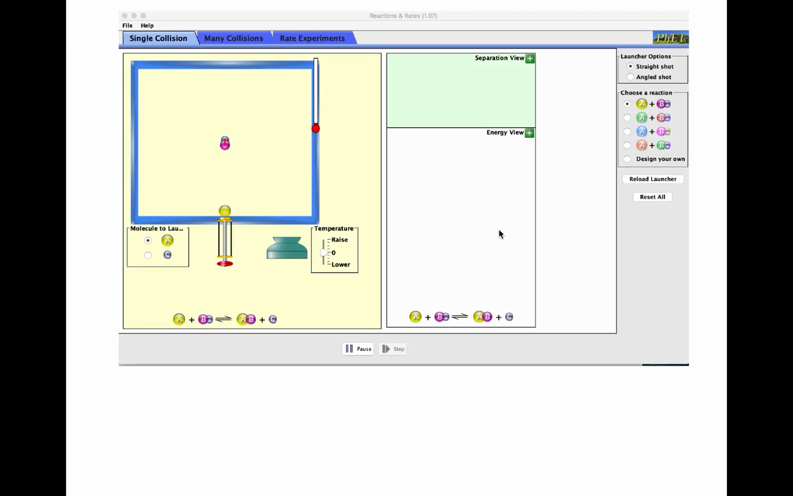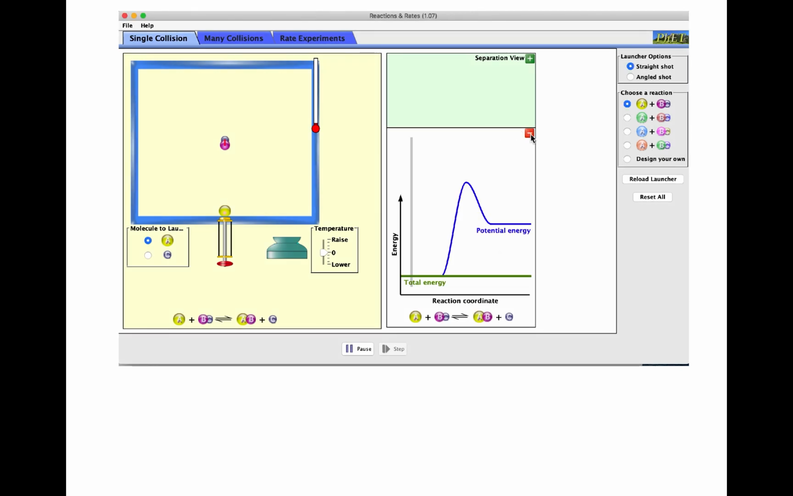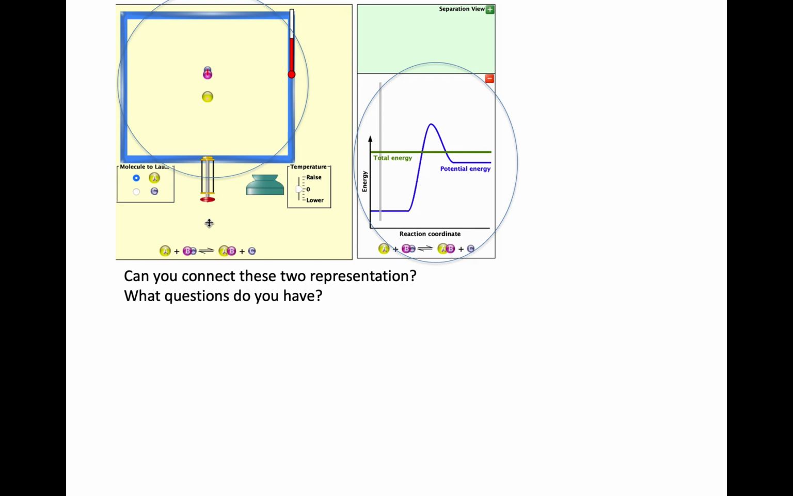Let's explore it now, and we'll add some information. So here we have a representation that shows the energy, and you see as the temperature goes up, that total energy is rising. We have now the energy above where the products would be found. I'm seeing collisions. But once again, I'm not seeing a chemical reaction take place.